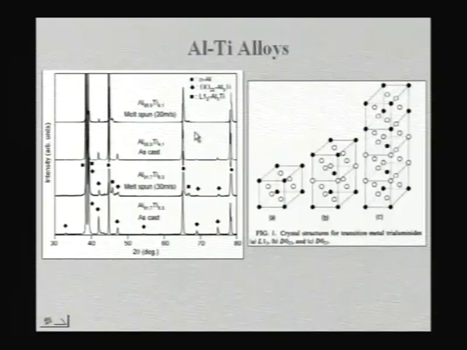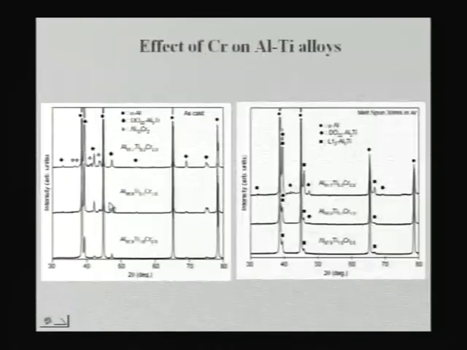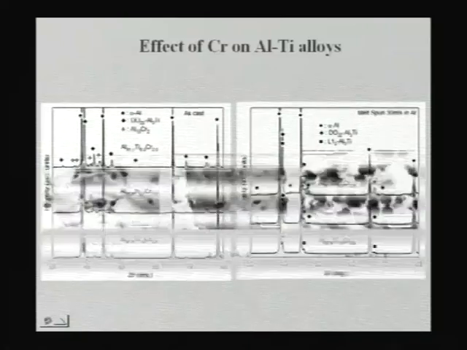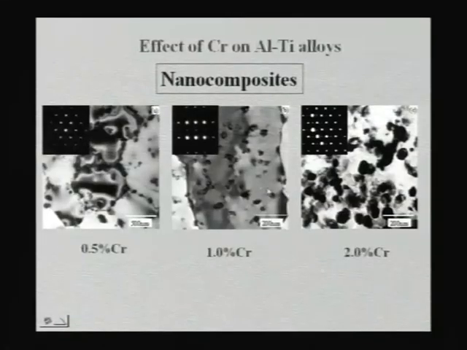DO22 is the BCT type of structure, and if you rapidly cool it, you get the L12 structure, and if you take a higher amount of titanium, you get more amount of these L12 structure. And one can add chromium, as I told you before, and as you increase the titanium chromium content, one can produce more and more amount of these L12 phase. And look at these microstructures, you can see fine L12 particles dispersed in very submicron size aluminum grains.